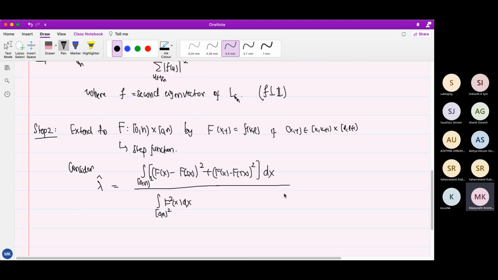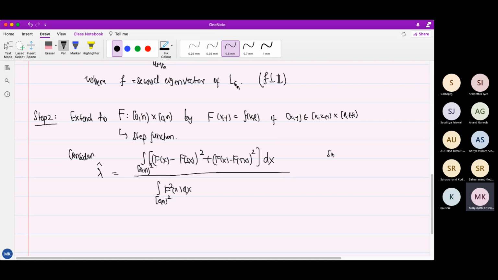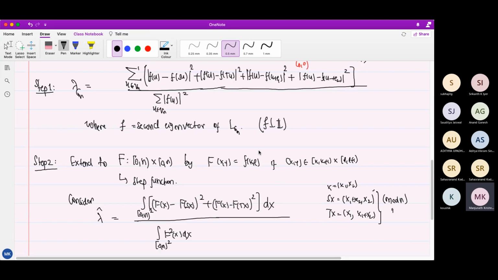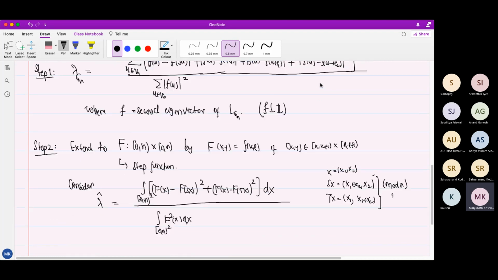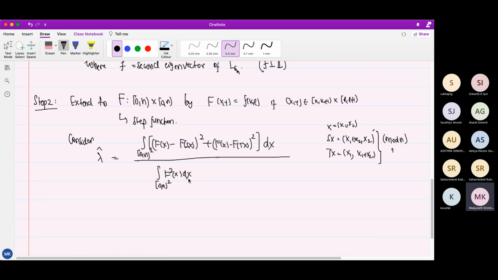Okay, so sx and tx are very clear. If x is x1 comma x2, then sx is x1 plus x2 comma x2, and tx is x1 comma x1 plus x2, again mod n. Everything is mod n. So we are working in this square now, a real valued function on an actual square in R2. This you can consider lambda hat.